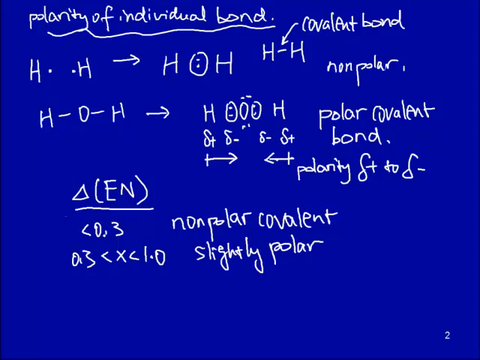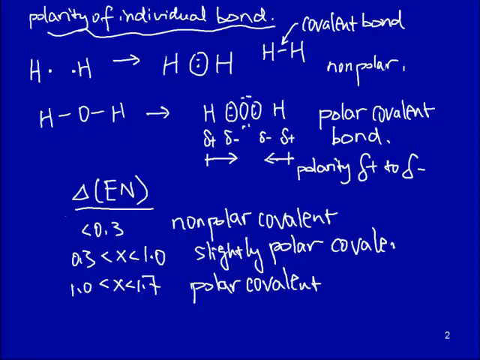It is crucially important you retain the useful information from the previous units. And if it's between 1.0 and 1.7, now we're into the realm of polar covalent. So this is slightly polar, and this is polar covalent. If the electronegativity difference is big enough, we're going to have a complete transfer of valence electrons, hence an ionic compound. So this one is going to be ionic.